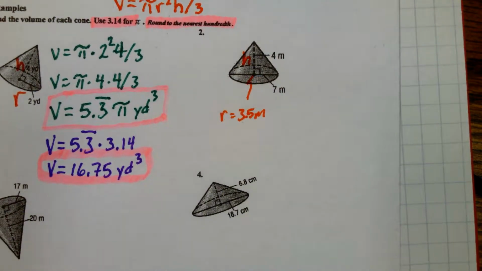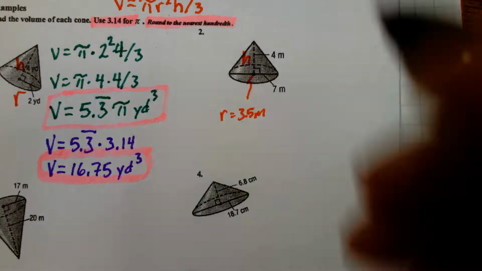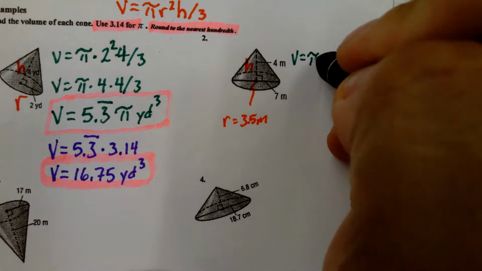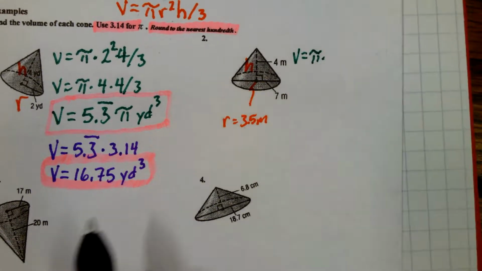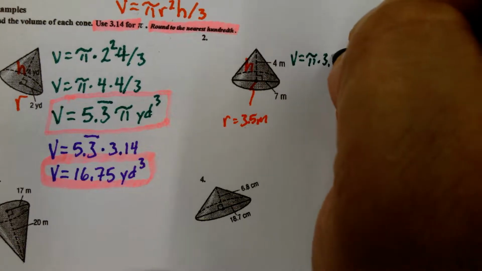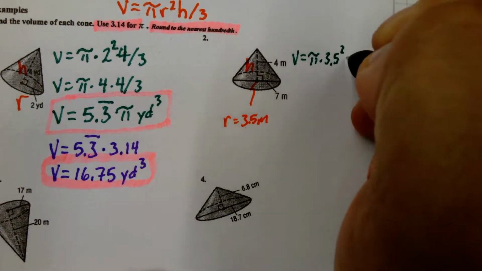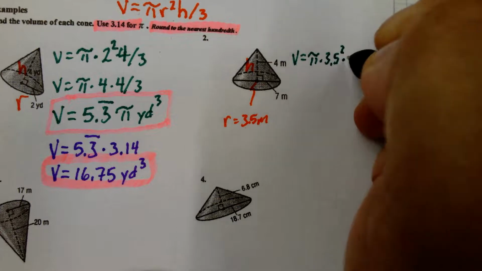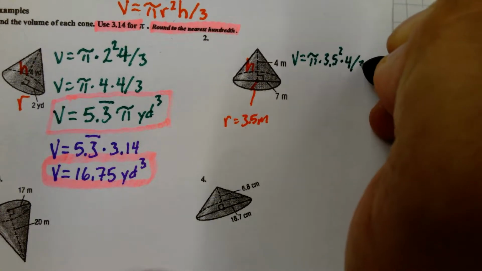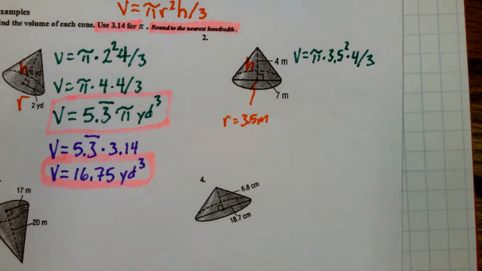So same thing as before, we're going to plug in our numbers. Volume is pi times 3.5 squared, because that's our radius, times our height, which is 4, and then divided by 3. Okay, so this is what we have to do.